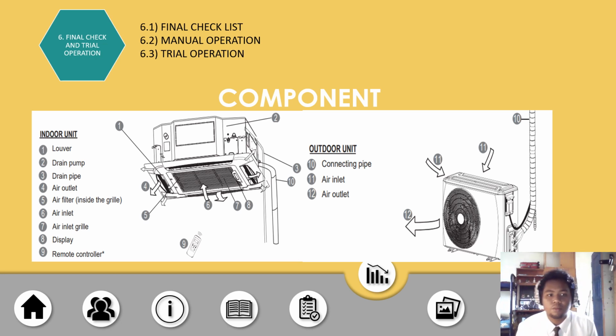So we move to the components of the air conditioning system. There are two units, which are the indoor and outdoor unit. For the indoor unit, there are 9 components of the air conditioning, which are blower, drain pump, drain pipe, air outlet, air filter, air inlet, air inlet grill, display, and remote controller. And for the outdoor unit, there are connecting pipe, air inlet, and air outlet.